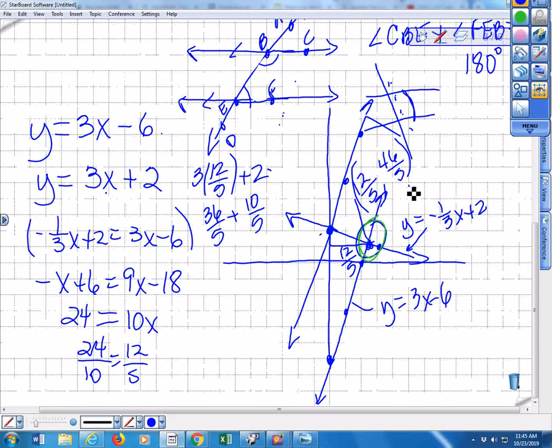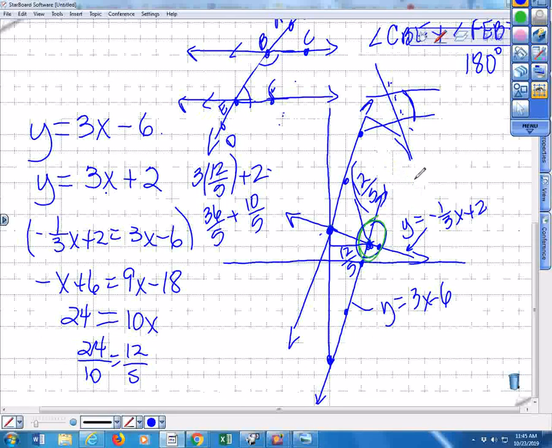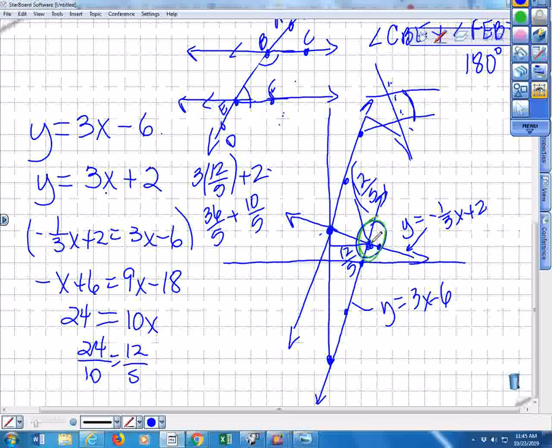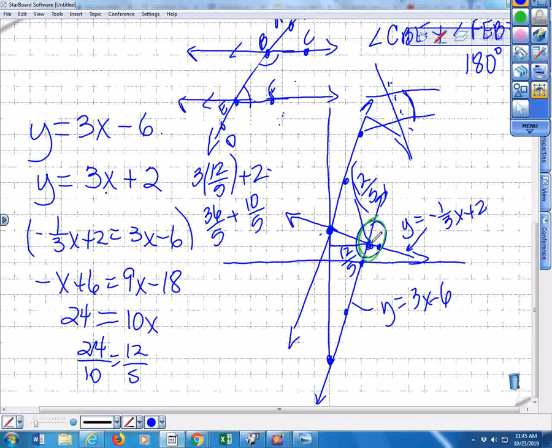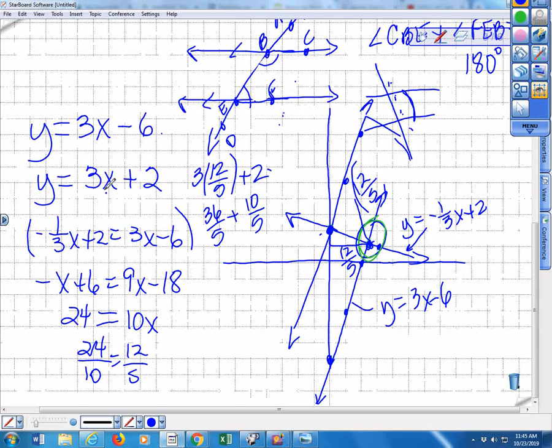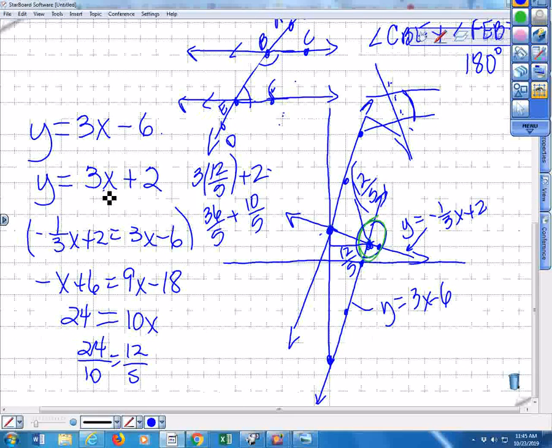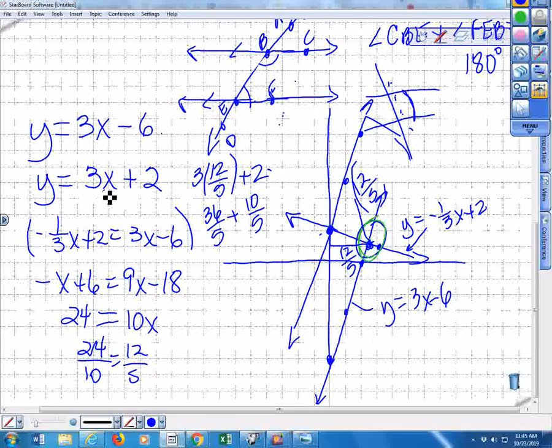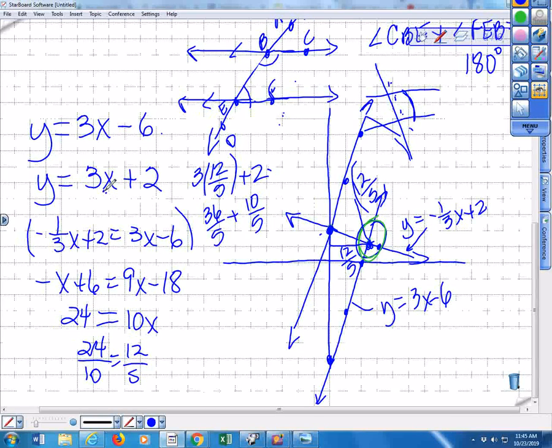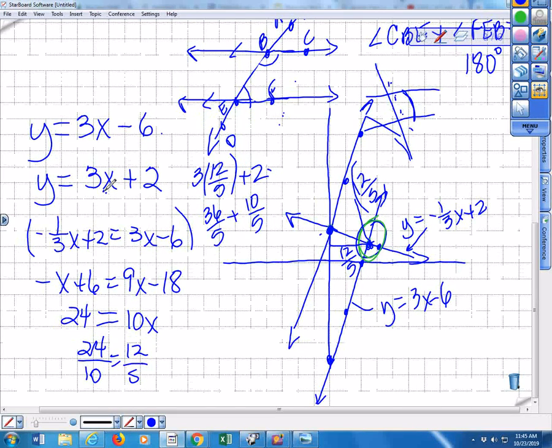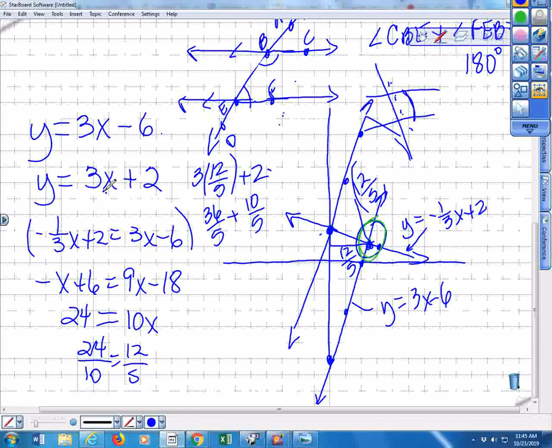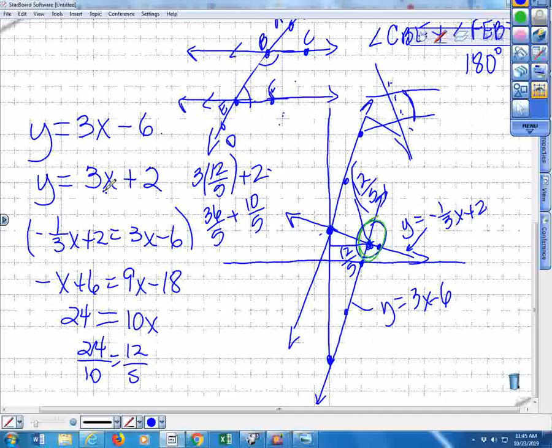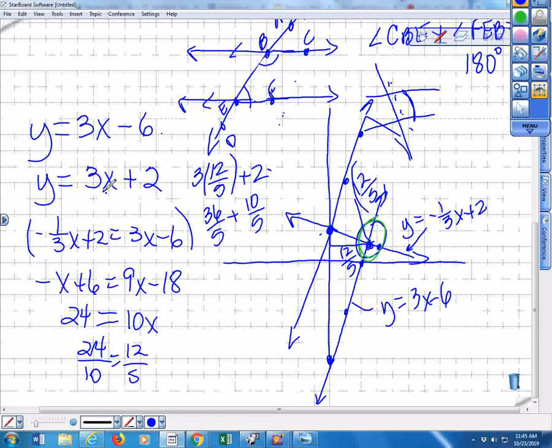I had like 30. Because look at this point. This point's definitely just a little over 1, right? If I put 12 fifths in here, I get 36 fifths plus 10 fifths. It's 46 fifths. Wait, are you sure it's not 6 over 5? That's what I got. You got 6 over 5? Yeah, I put it into the other equation. This one says 46. I put it in this equation, the minus 6 one, right?